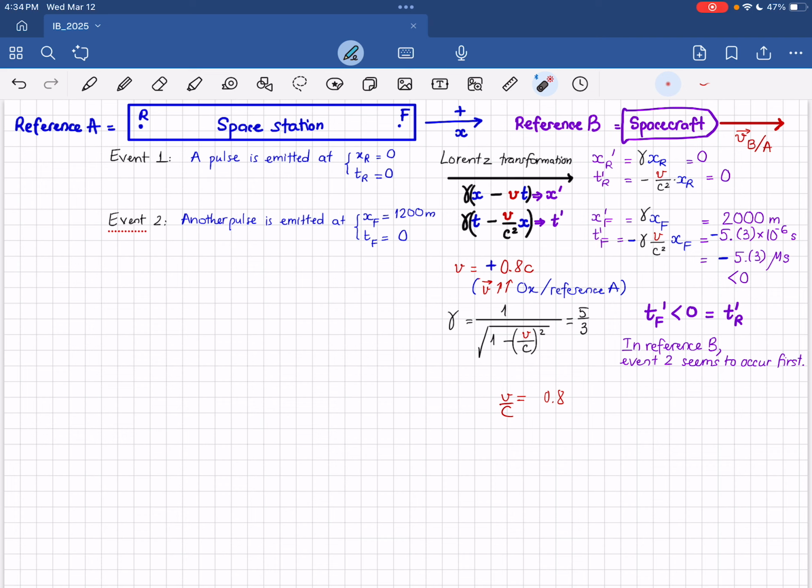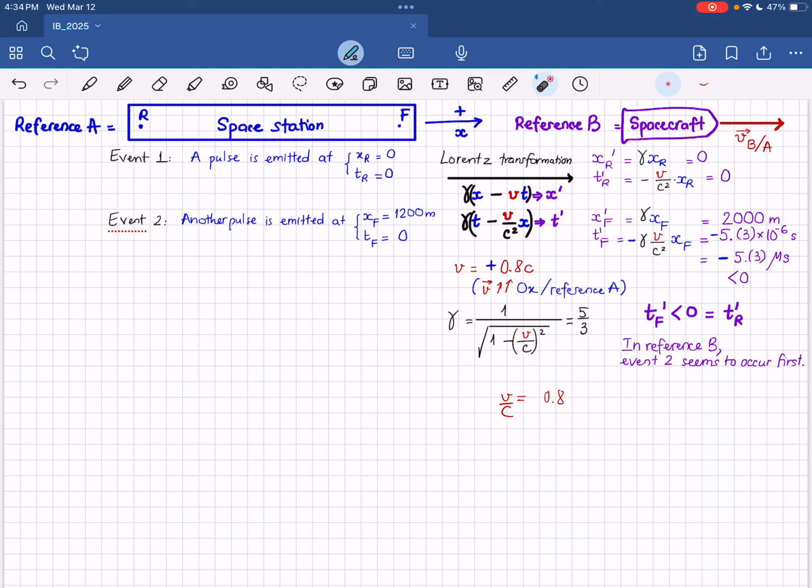Easy, right? So gamma 5/3 times what? That's 0. And the same for T, it's 0. So for XR prime and TR prime, it's the same, 0 to the person on the spacecraft. It means that the pulse looks like it is emitted at the R position of the space station at time 0 and position 0 compared to the person on the spacecraft.